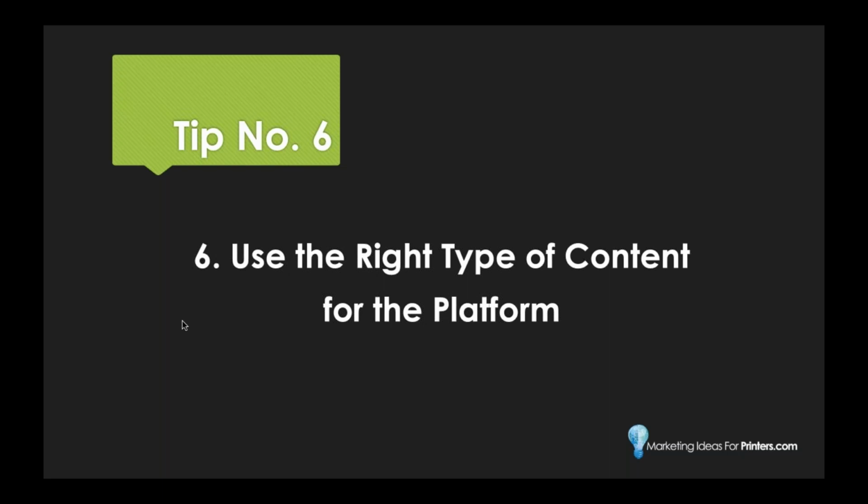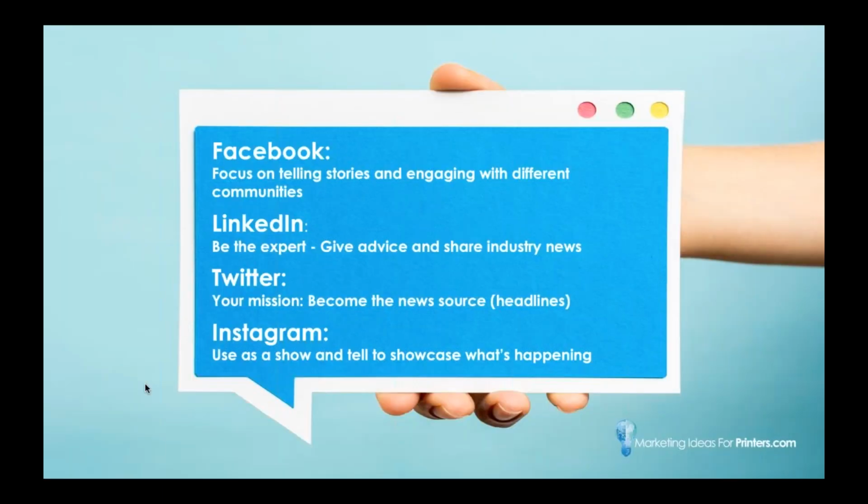So here are some guidelines to keep in mind for keeping the right content on the right channel. On Facebook, this is where you want to focus on telling stories and engaging with different communities. LinkedIn, you're looking more business oriented. You want to be the expert, give advice, and share industry news. On Twitter, it's super short and sweet. Your mission is just to become the news source or to have those headlines. And then on Instagram, if you're using that, it's more of a show and tell to showcase what's happening. So make sure you're using the right type of content, writing the right way for the channel that you're focused on.